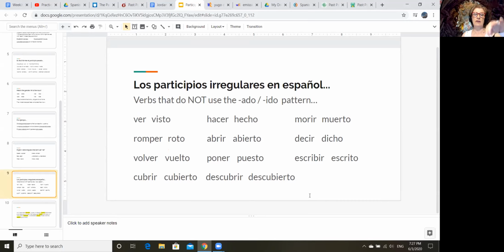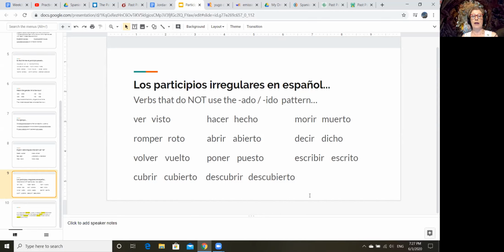So I'm going to give you the link to this. This is way down, number 9 slide. These are the ones that don't do ado ido, because you'll probably see a few of these in the homework. So the ones that don't use ado ido are ver, to see. We don't say, well, to say seen, we need visto. Visto, vista, vistos, vistas. I'll give you all the forms.